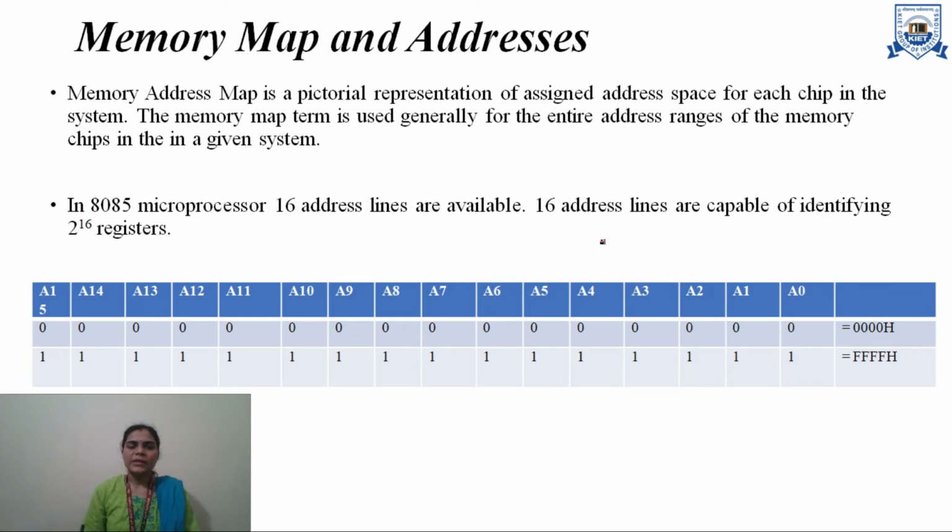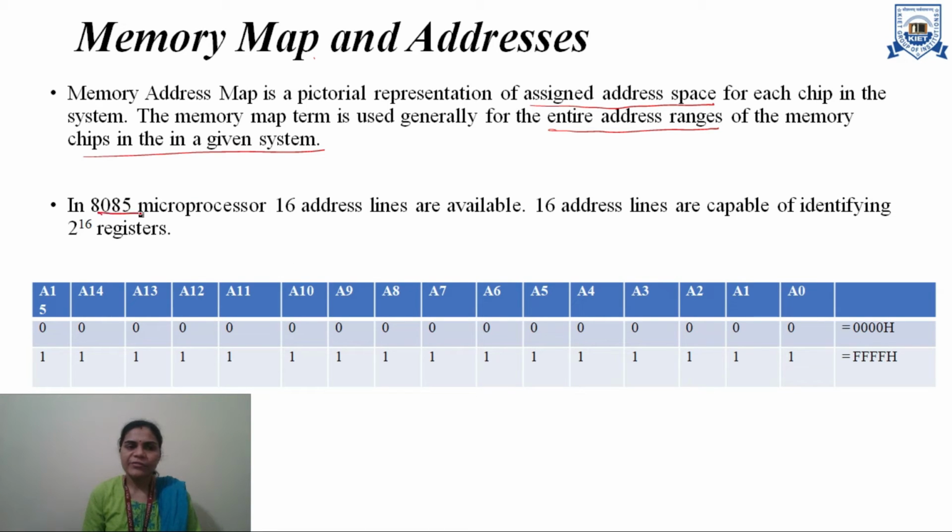Now, in this section, we will discuss how to make a memory map. A memory address map is a pictorial representation of assigned address space. We can show the memory address range with the help of a memory map. The term memory map is generally used for the entire address range of the memory chip in a given system. So, we will see with the help of an example.